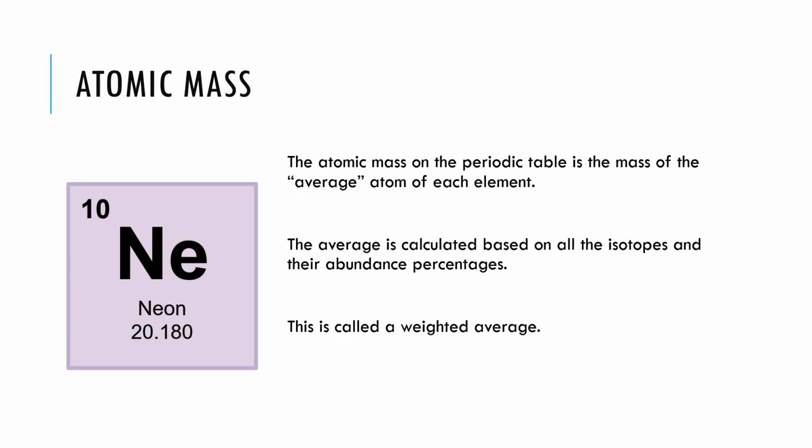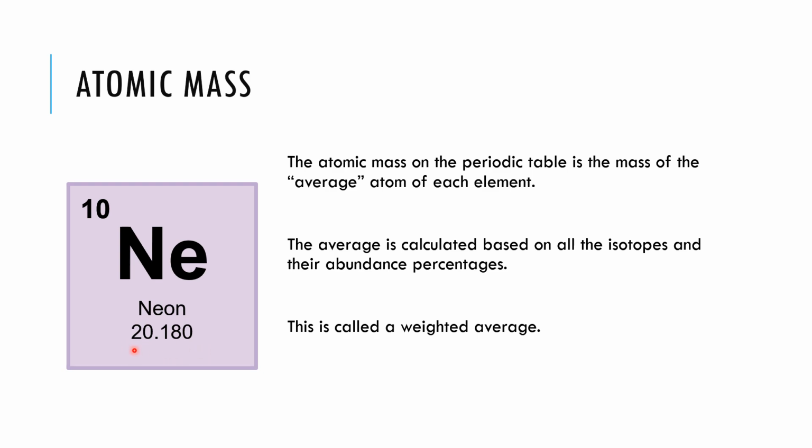Now, we've seen atomic masses before. We've used them in a variety of other things. Looking at the periodic table, we saw them when we were doing periodic trends. In this case, we have our square from the periodic table for neon. We know this 10 up here is the atomic number. This is the number of protons neon has. But we also have another number down here, 20.180. In this case, this is the average atomic mass for neon.